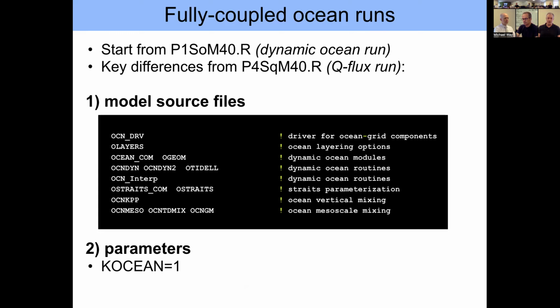In the second part of the run deck, you're going to see a slew of new parameters appearing. This one, K ocean equal 1, is really important for a dynamic ocean. When you set this parameter to 1, you're saying to the model, okay, now I want a dynamic ocean. But you're also going to see parameters to turn on different physical parameterizations, like the coastal drag, or setting up your mesoscale diffusivity. Next slide.